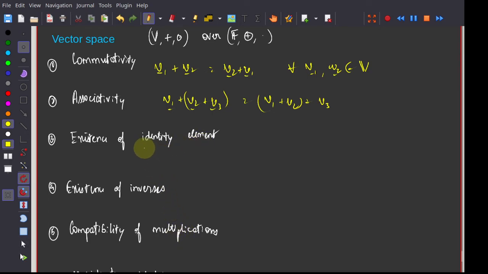And there exists an identity element. So there exists a zero vector in the vector space such that 0 plus vector is equal to itself. And there always exists an additive inverse, v bar, such that v plus v bar is the zero vector.